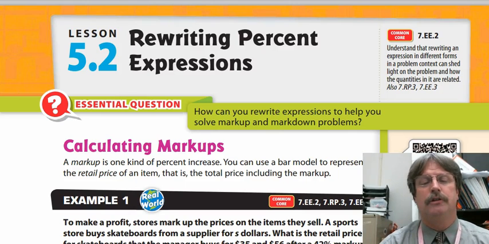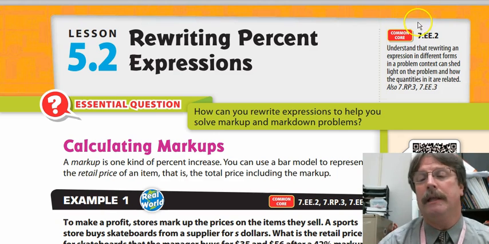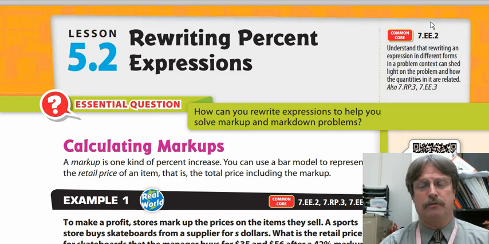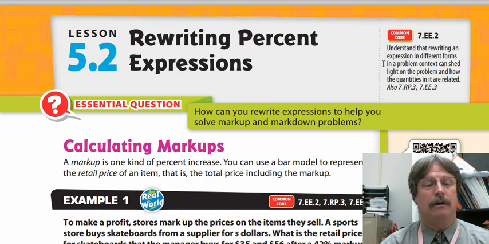In lesson 5.2, rewriting percent expressions, we're going to work on 7.EE.2. EE stands for expressions and equations. Understand that rewriting an expression in different forms in a problem context can shed light on the problem and how the quantities in it are related. So our essential question then is, how can you rewrite expressions to help you solve markup and markdown problems?